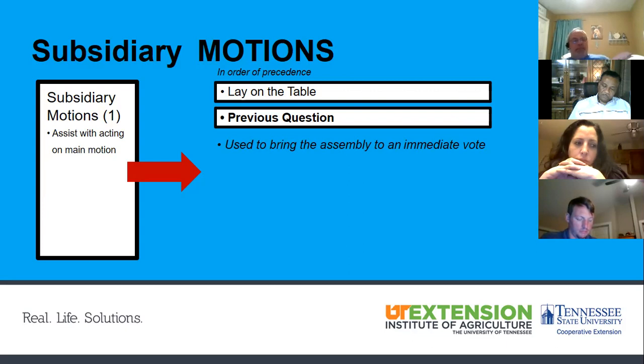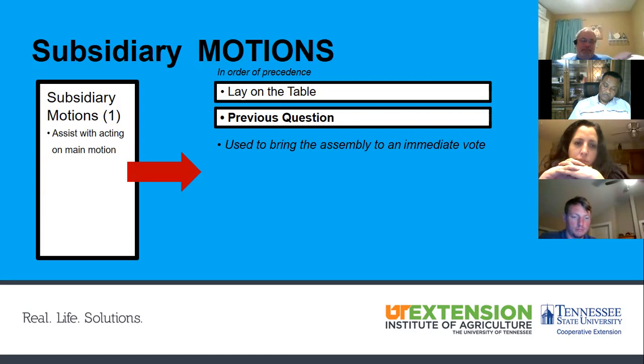So back to your example. If someone during discussion of the red car just starts yelling question, question, when it's obvious there are people who are still wanting to speak, you can handle it one of two ways, depending on how much this person has already gotten on your nerves during this meeting. You could simply say, I'm sorry, Mr. Speaker, but you are out of order.